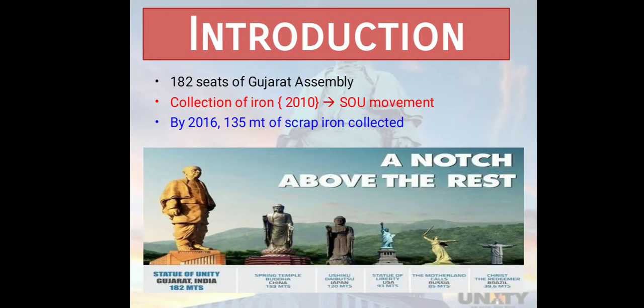Here we can see the top tallest statues of the world. Among these, our Statue of Unity is the tallest statue. Excluding the base, the total height of the statue is 182 meters. The number 182 represents the total number of seats in the Gujarat Legislative Assembly.